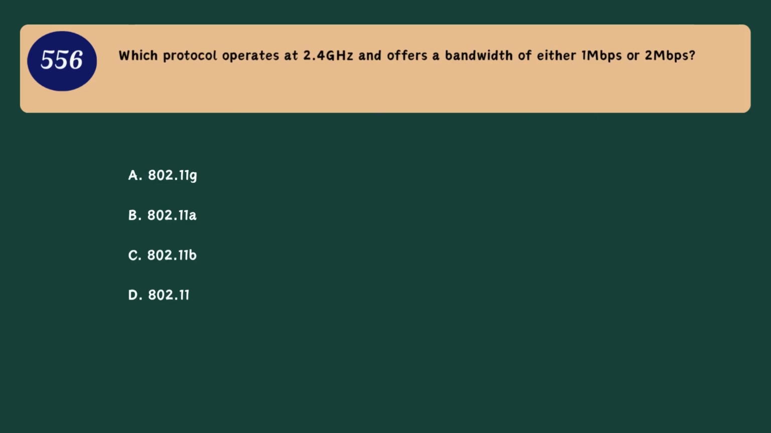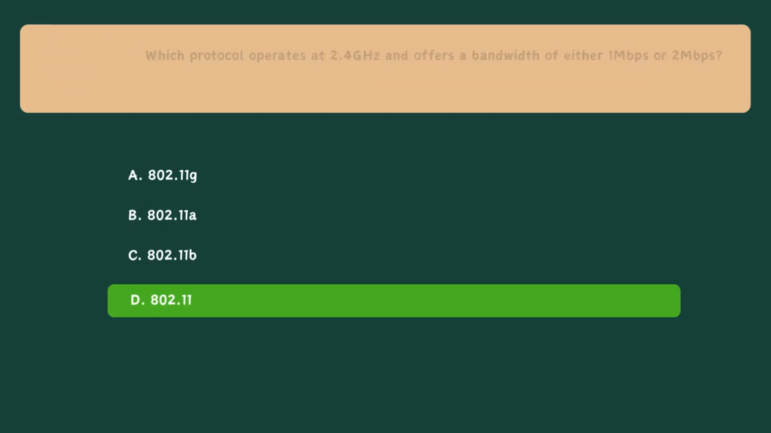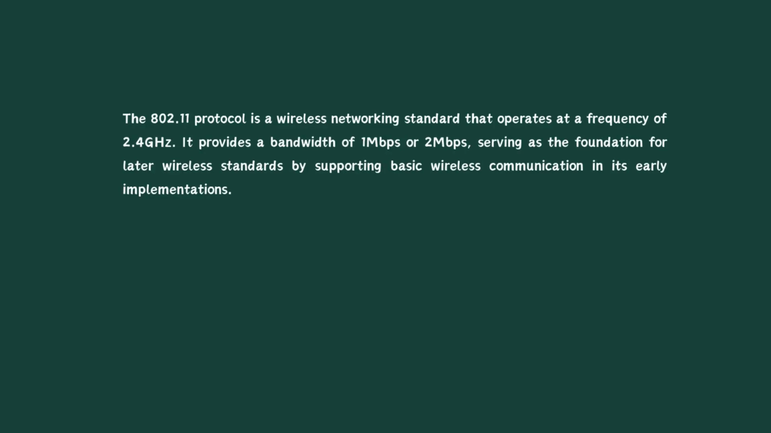Question 556. Which protocol operates at 2.4 GHz and offers a bandwidth of either 1 Mbps or 2 Mbps? A. 802.11g. B. 802.11a. C. 802.11b. D. 802.11. Correct answer. D. 802.11. The 802.11 protocol is a wireless networking standard that operates at a frequency of 2.4 GHz.